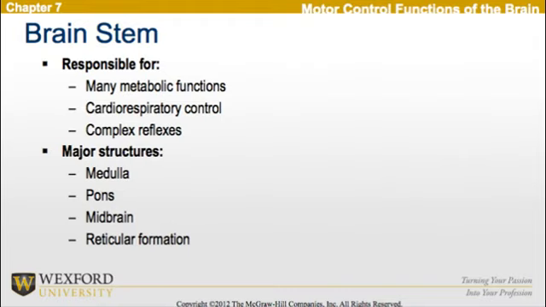Now we want to talk about the brainstem. The brainstem is responsible for many metabolic functions. It is also involved in cardiorespiratory control and complex reflexes. The major structures include the medulla, the pons, the midbrain, and the reticular formation.